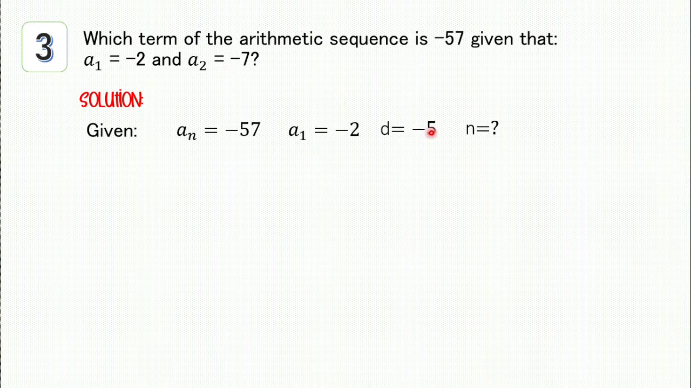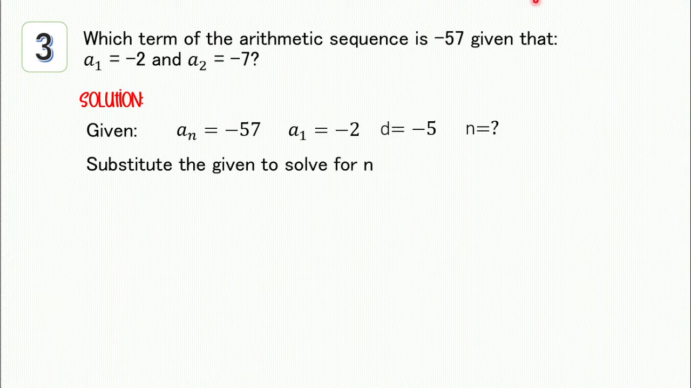And that will give us negative 5. And what we need to find is the n. Ibig sabihin, hanapin natin yung anong term number yung negative 57. After getting all the given, ay substitute natin sa formula para makuha natin or masolve natin yung n.